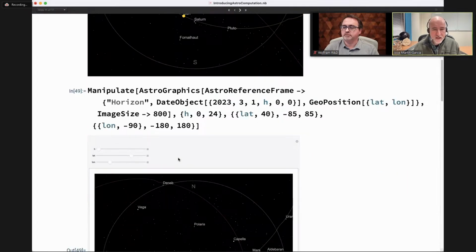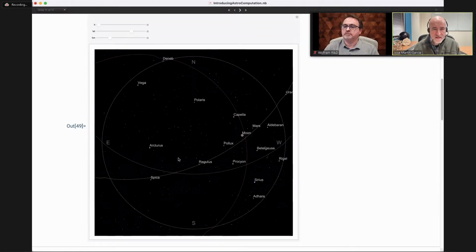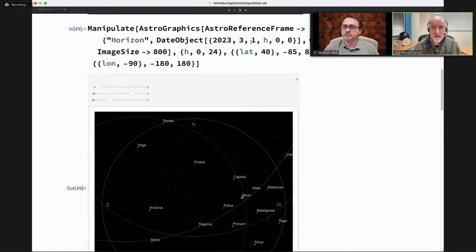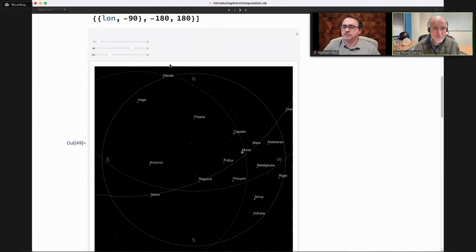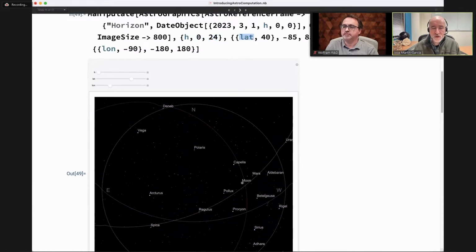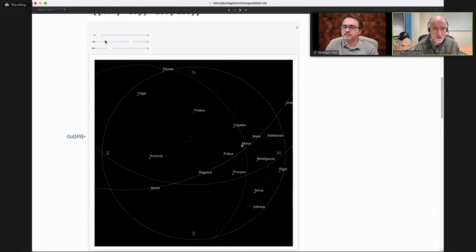We can do a Manipulate. This is very interesting. So take the same situation, but now let's compute what happens today. So we are going to be moving H from 0 to 24. So we will explore the whole day today. And we are going to be also changing the latitude of the observation point. That's this control, and the longitude of the observation point too. That's the observation point.